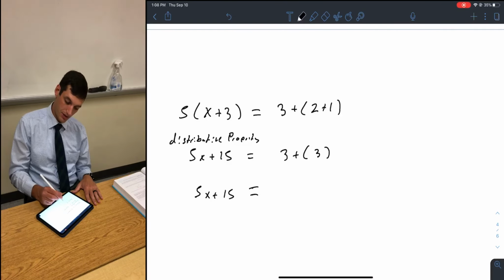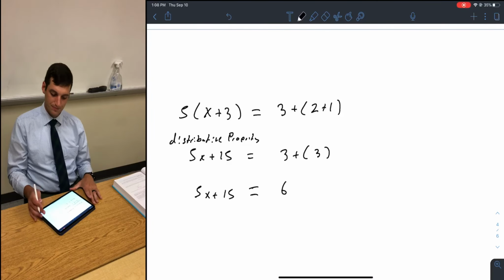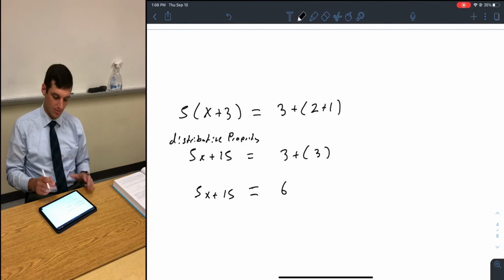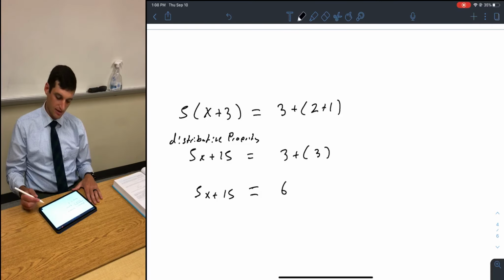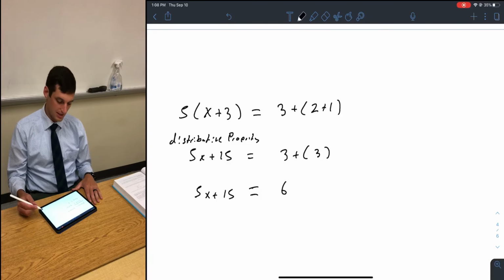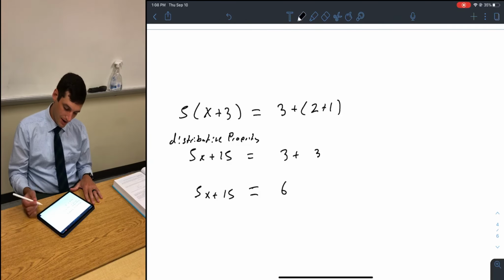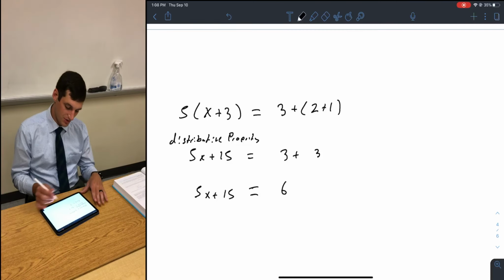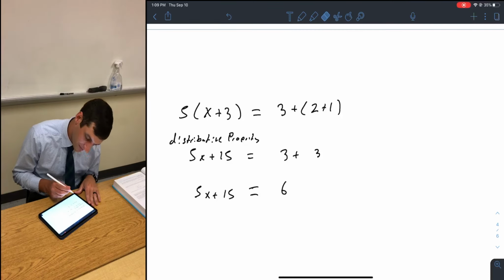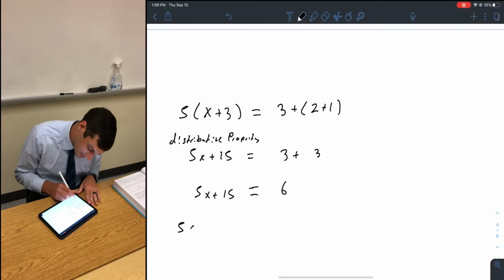Now 3 plus 3 is obviously 6. Whenever you add everything inside the parentheses, you don't need the parentheses anymore, so I'm going to get rid of those. Now this is when it's going to get tricky. I'm going to write this differently than you might have seen it before: 5x plus 15 minus 15 equals 6 minus 15.